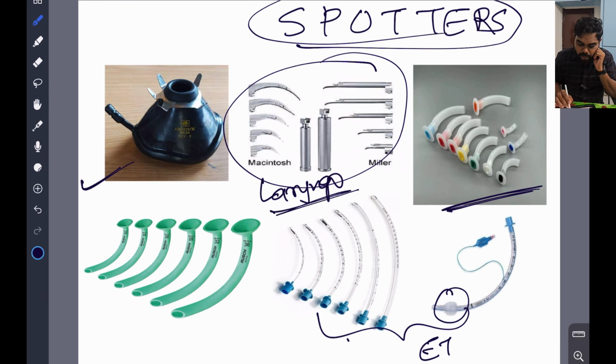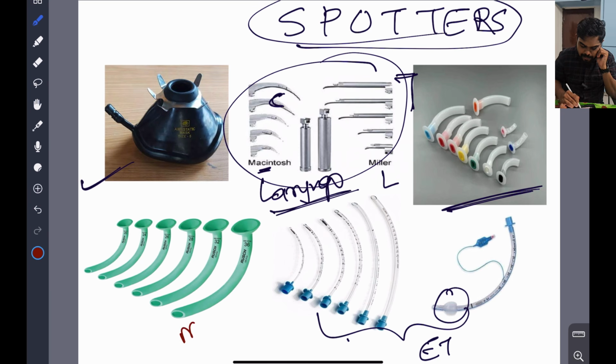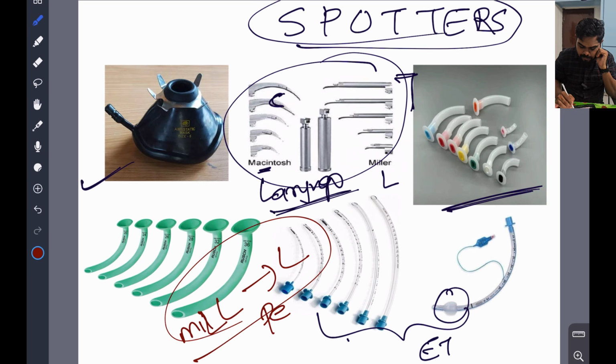If you come to the laryngoscope, you can see curved, C-shaped, curved. C, Macintosh, C is there. Miller, L-shaped. So it is very easy. Miller is L-shaped and used in pediatrics. And Macintosh, which is curved, C, is used in adults. They can ask like this, but it's simple. They won't ask this question directly, preferably.